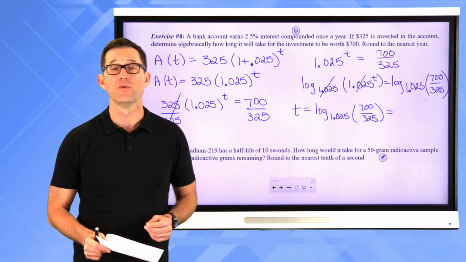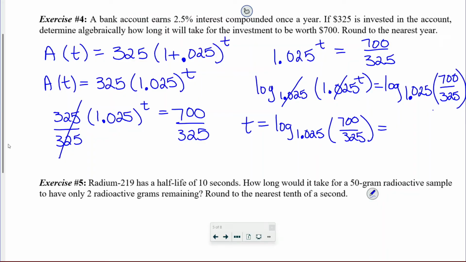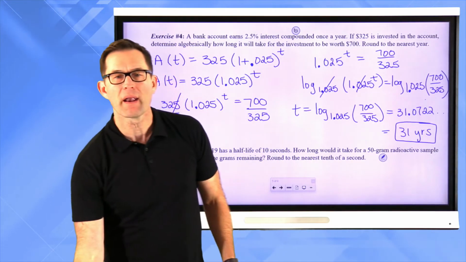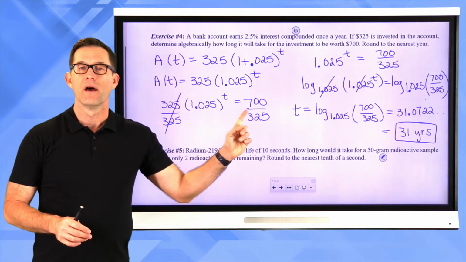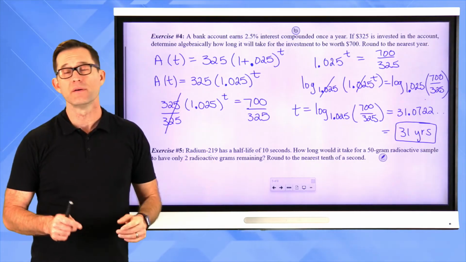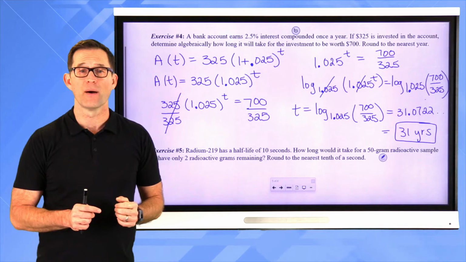We're going to use 1.025 as the base, and what we're going to see is 31.0722. It says round to the nearest year, so that's going to be 31 years. All right. Think about how much faster that is than having to graph this thing, and then y equals 700, finding a good window, et cetera, et cetera. Much, much faster to do it that way.